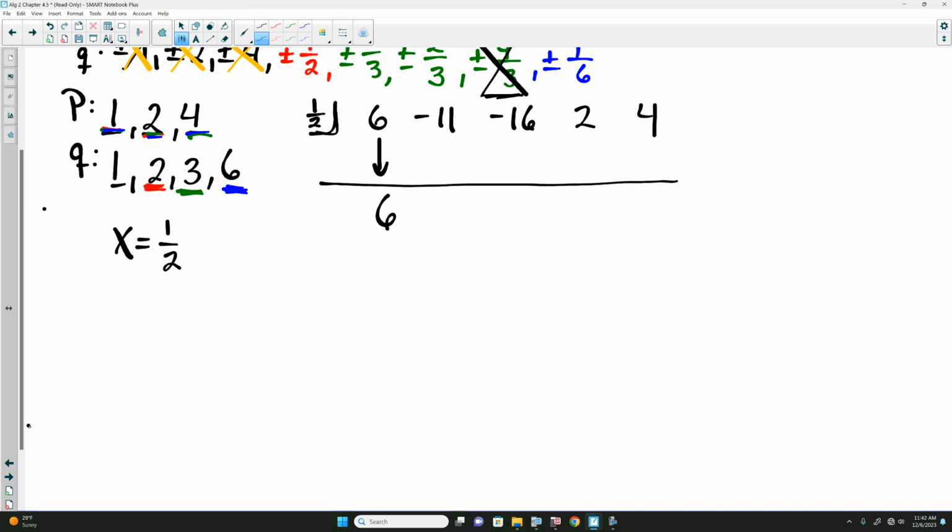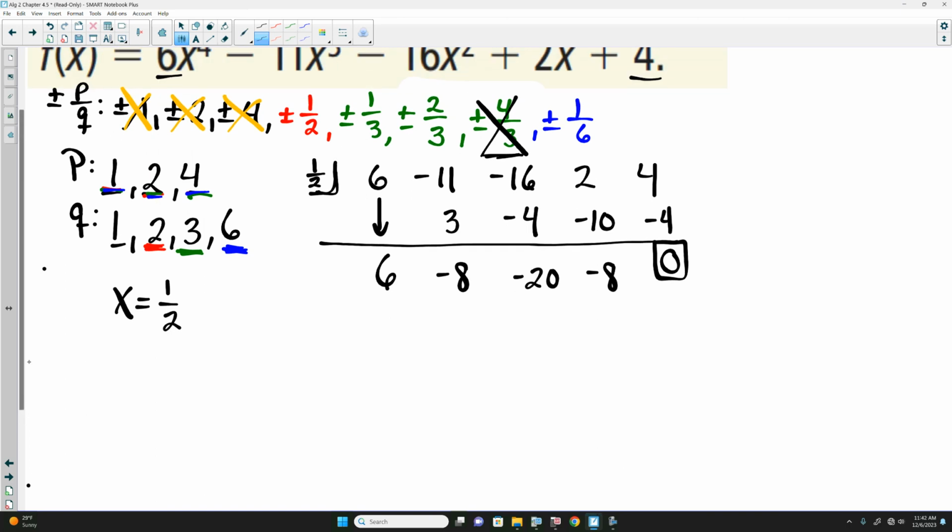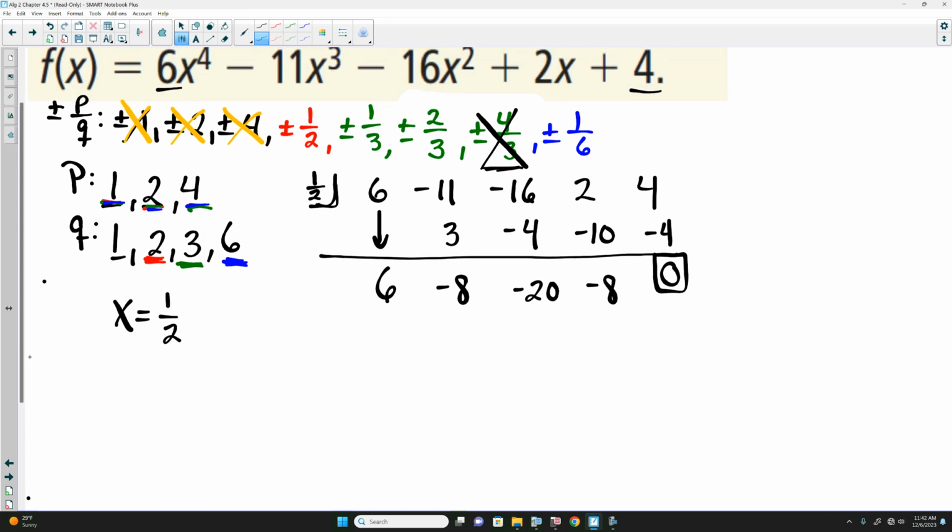Now at this point here, we do our synthetic division. 1/2 times 6 is 3. Negative 11 plus 3 is negative 8. 1/2 times negative 8 is negative 4. Negative 16 plus negative 4 is negative 20. 1/2 times negative 20 is negative 10. 2 plus negative 10 is negative 8. And 1/2 times negative 8 is negative 4, which does give us 0. Okay, 1/2 worked.